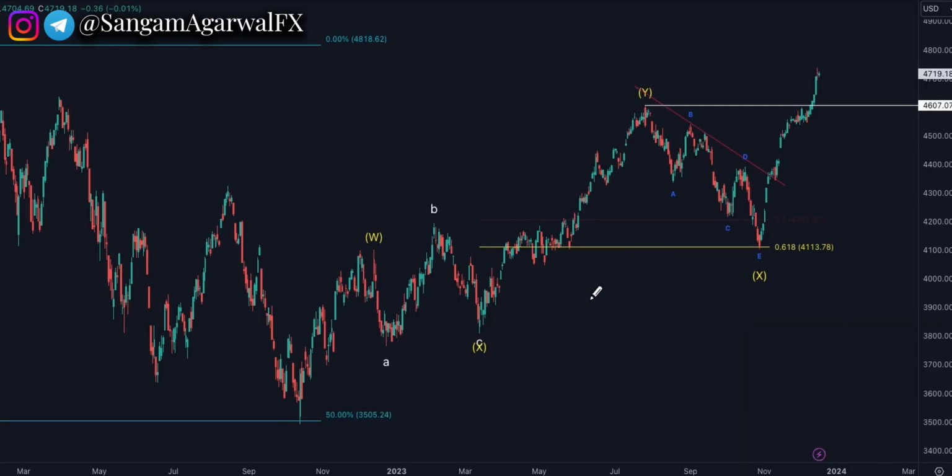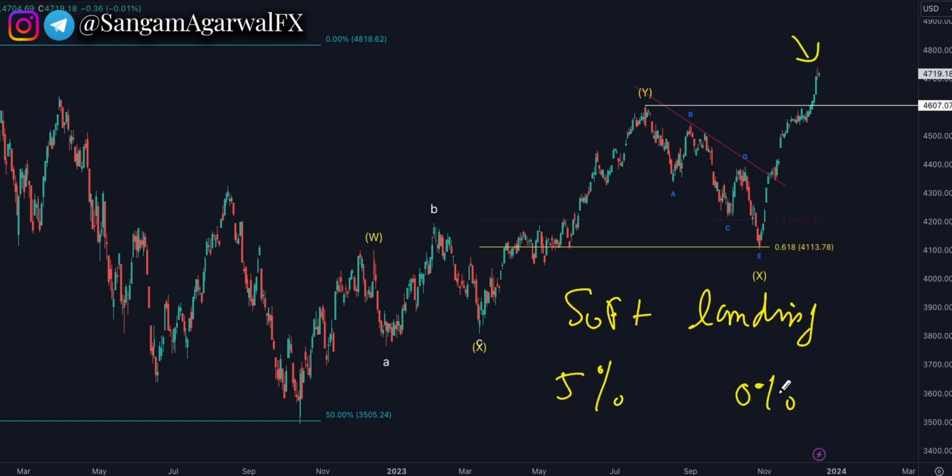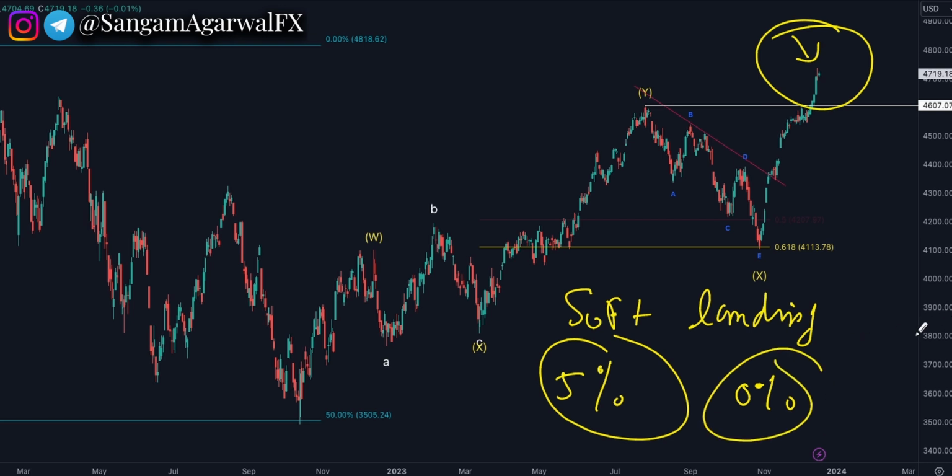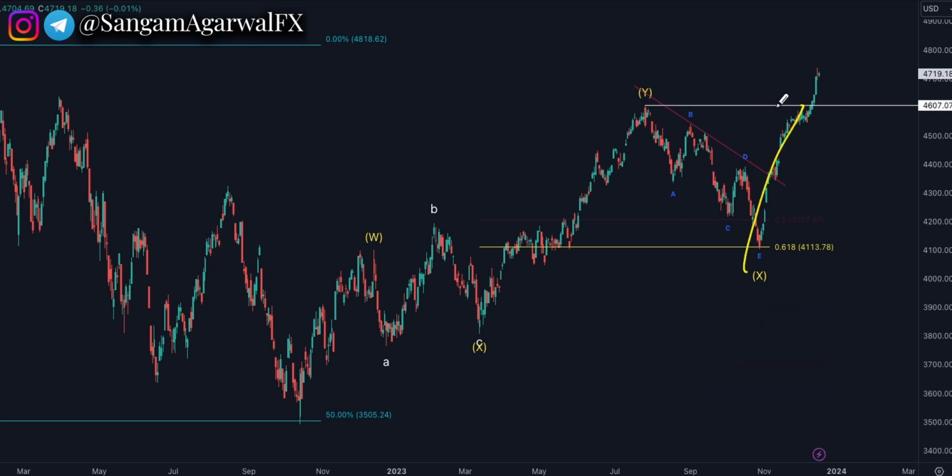SP 500 daily chart. Soft landing means there is no difference between 5% interest rate and 0% interest rate. If economy can survive 5% interest rate, then Fed can easily cut and economy can survive without 0% interest rate. That's why it is flying almost in vertical line.